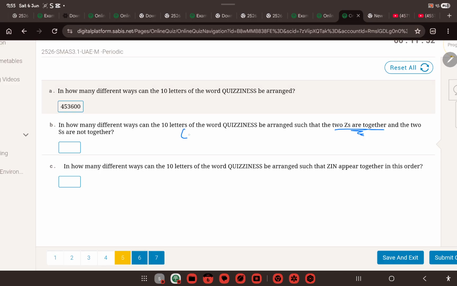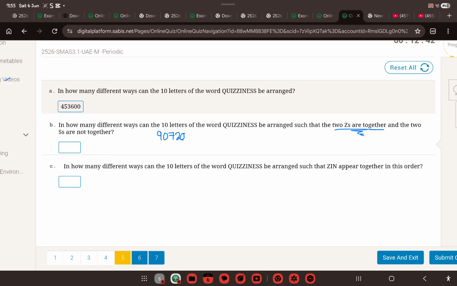So we do n minus 1 factorial, which is 10 minus 1 factorial, which is 9 factorial. We get a number, but then we have 2 repeating I's and 2 repeating S's. So we need to take the answer and divide by 2 factorial times 2 factorial. You should get 90720.